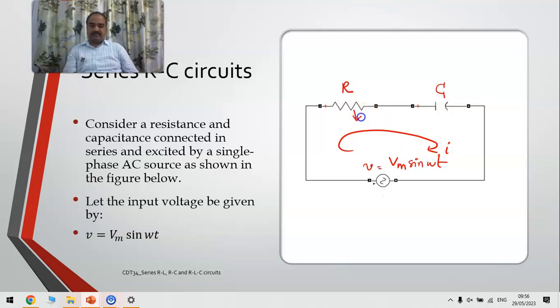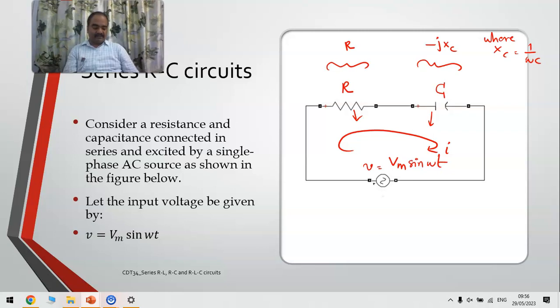The resistor directly opposes the flow of current, whereas the capacitor opposes any change in potential drop across it. The impedance offered by the resistor is given by R itself, whereas for the capacitor it is given by minus j XC, where XC is given by 1 by omega C. We have seen this in the last class.